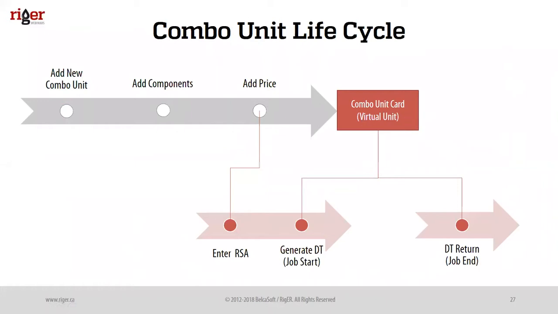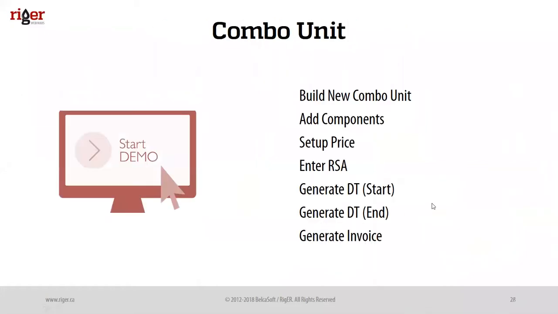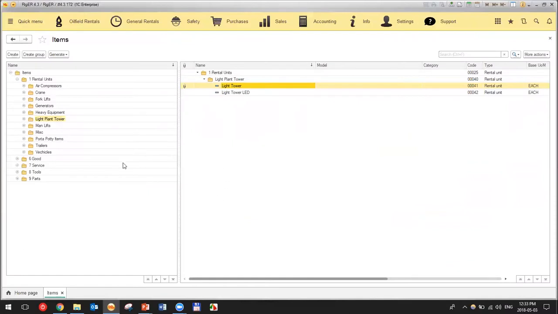The combo unit is a virtual unit, so the components will still be in the system. However, when we generate a rental service agreement and move all the items to the field, it will be a virtual unit in the field, but we will still see and track all the components. And when we return this combo unit back to our shop or yard, it will automatically disassemble, and all those components will be available. So let me show you what the combo unit looks like and what we can do with it.